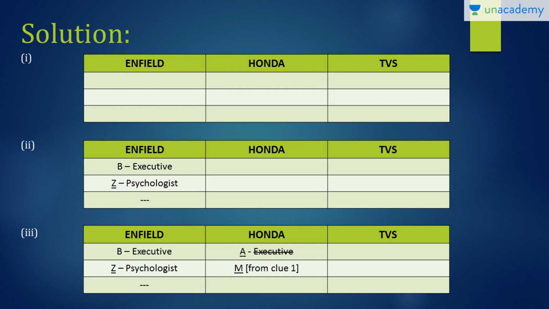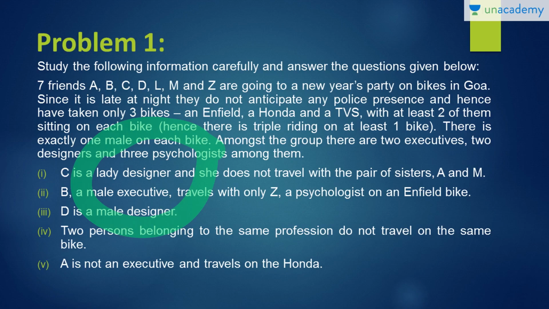So here I have put Enfield, B and Z, where I have marked an underscore under Z, which means she is a female, and I have put psychologist and executive for them respectively. Now also I know that this third spot will not be taken by anybody, since only 2 of them are traveling on Enfield. So this part is complete for now. Now we will proceed with other clues.